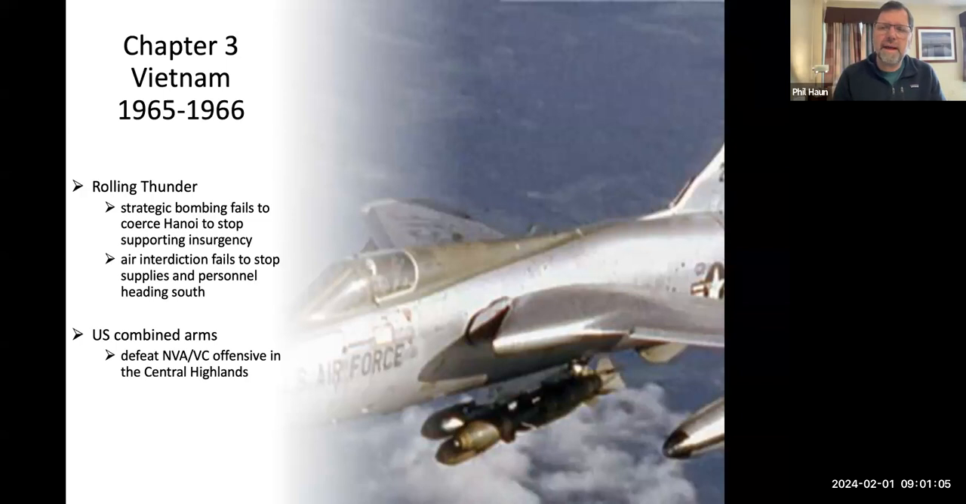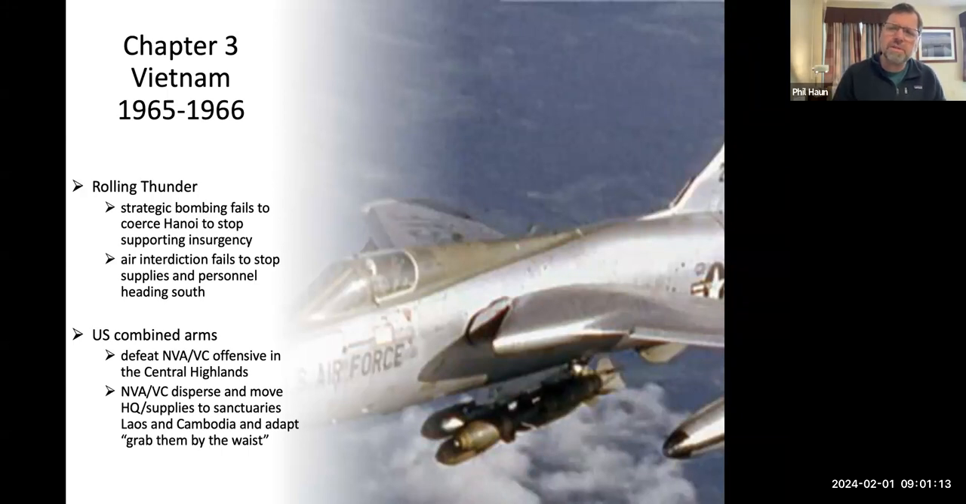Instead, what we see, the reaction of the North Vietnamese is that they tend to disperse and fight in smaller units. They move their headquarters and supplies back into sanctuary areas in the mountains and in Laos and Cambodia. And they adapt to firepower, and you can see this in their tactics. What they call their fighting is "grab them by the waist and fight," which is a move as close as possible to U.S. ground forces in order not to be hit by U.S. firepower, whether that be airstrikes or artillery firepower.